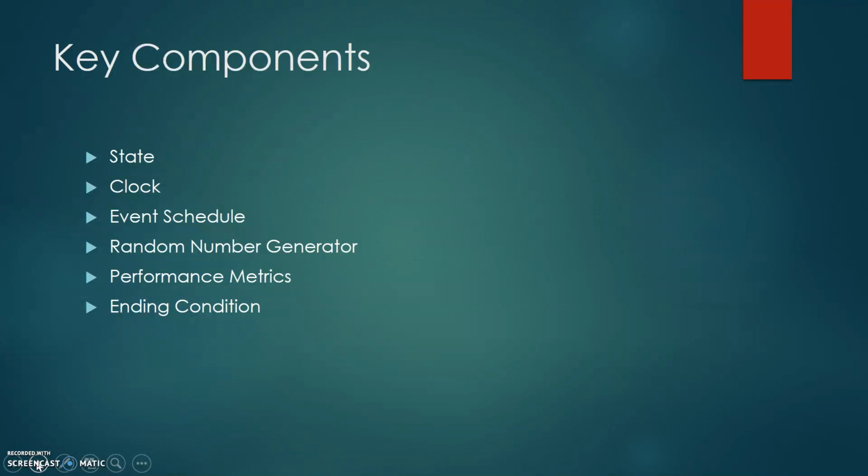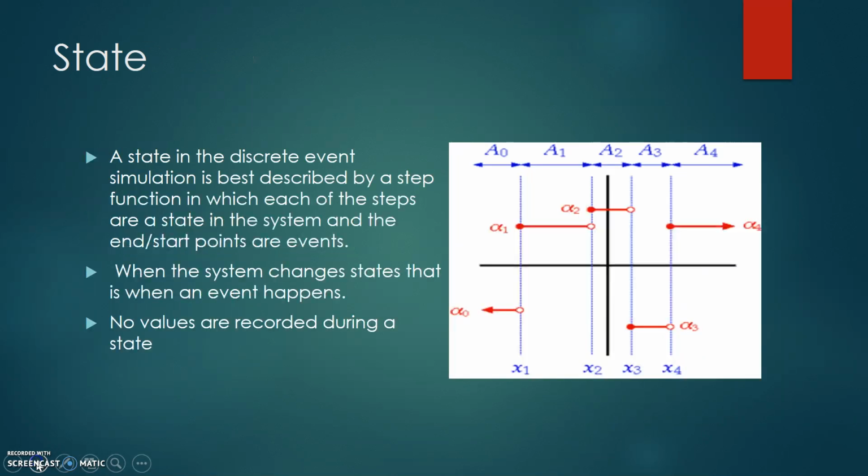We're going to really briefly go through the key components of discrete. Those are state, the clock, the event schedule, the random number generator, the performance metrics, and the ending condition. So a state, as I kind of previously stated, it's the step function almost in which all of the things are happening in the discrete event simulation. So there's very specific start and end points to a state. And then when the state changes, that's what we call an event, and no values are recorded during a state. You're not recording like how many times people are talking or anything like that.